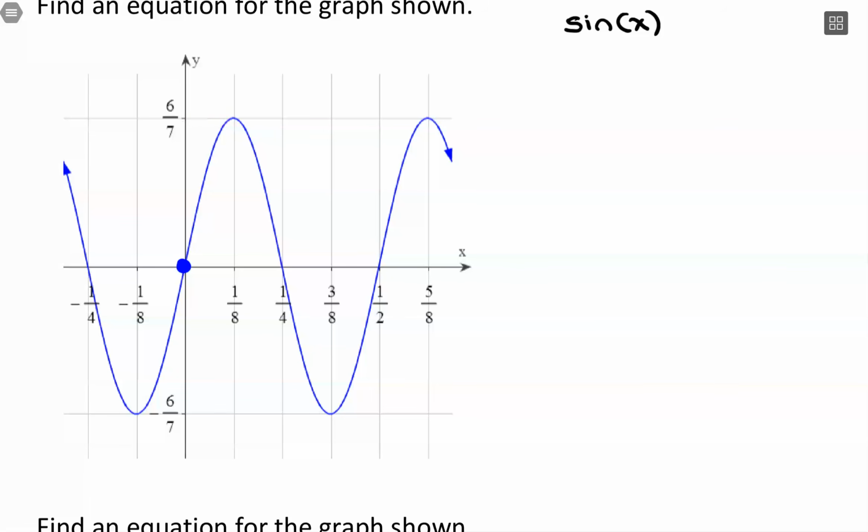So with these, there are multiple solutions. In fact, there are infinitely many solutions because we could keep using phase shifts to get to different spots. I'm just going to go with the simplest ones, but there are multiple solutions for these. Alright, what I'm going to look at is the amplitude. So the amplitude here, that distance, so we're going from 0 to 6/7. So we're seeing 6/7 there. The midline is at y equals 0.